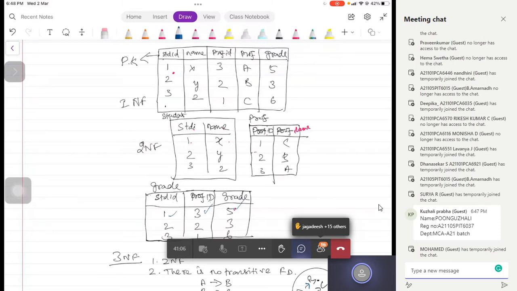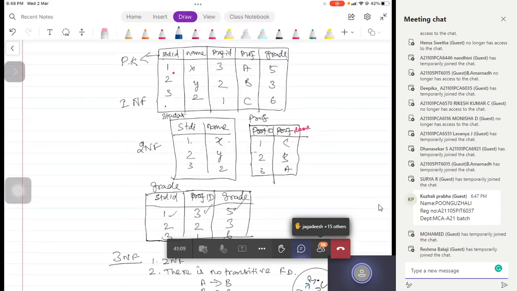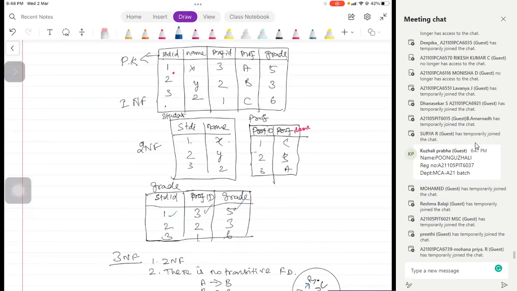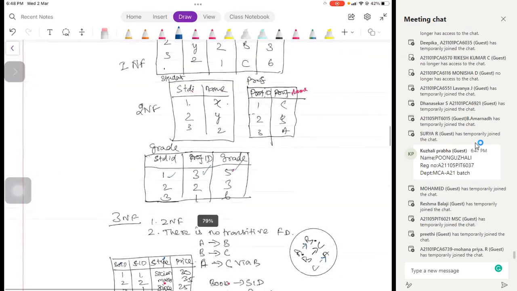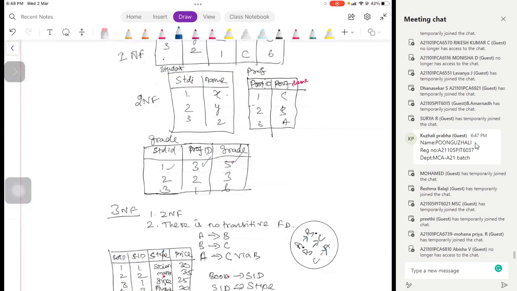Name is functionally dependent on student ID. Professor name is functionally dependent on professor ID. Professor ID and grade are functionally dependent on student ID. A particular student is taught by a particular professor, and he got a grade in that subject, whatever it means. The particular professor awarded grade 5 for student 1. Understood? These are all functional dependencies. This is the second normal form.